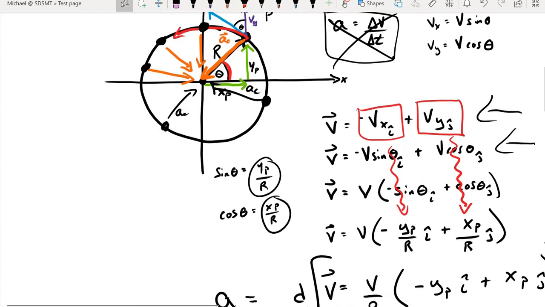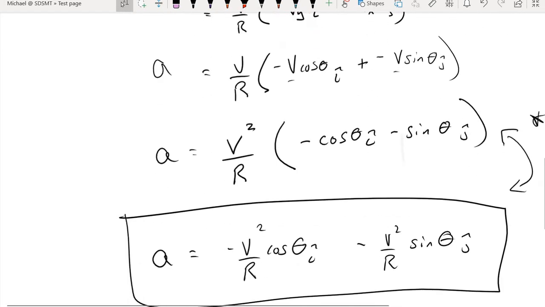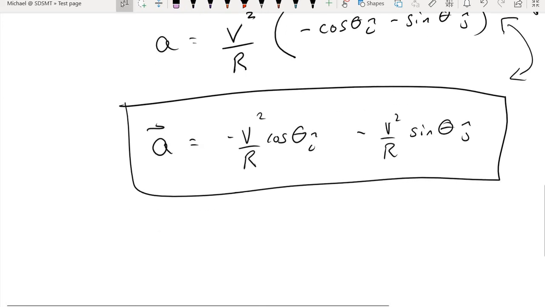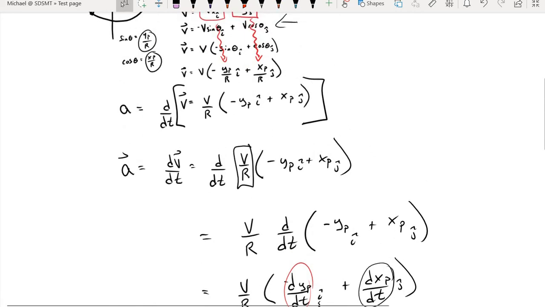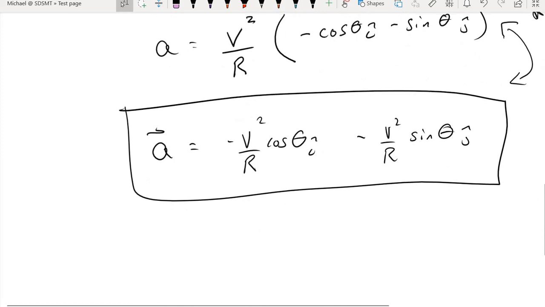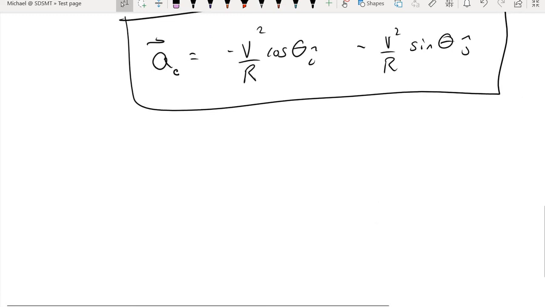I really don't need all of this fancy trigonometry to tell me what direction that acceleration vector is pointing. I'm more or less just interested in knowing what the magnitude of that acceleration is. And so we'll go ahead and put the subscript in there, because this is the centripetal acceleration.